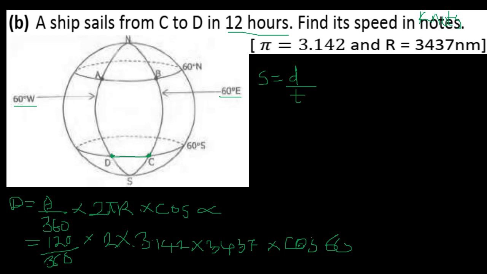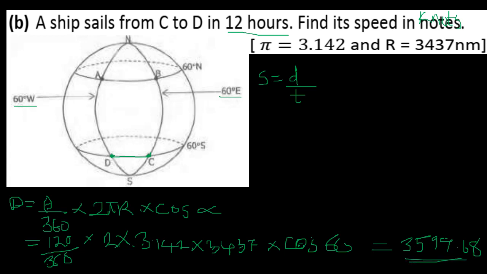Now to punch this on our calculator, and our answer is given as the distance between C and D that the ship traveled: 3,599.68 nautical miles. So this is the distance that it traveled.